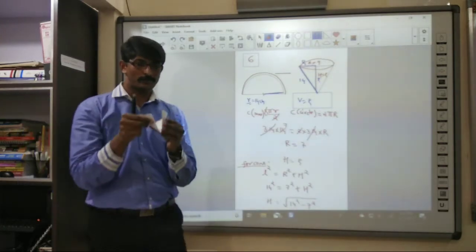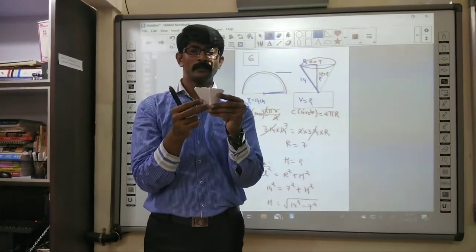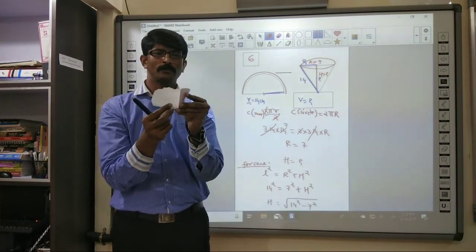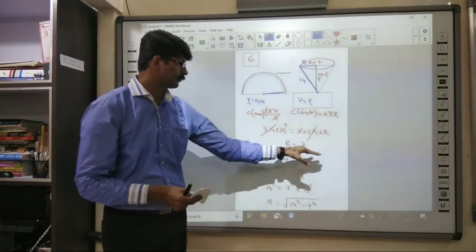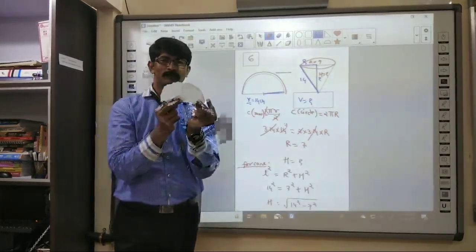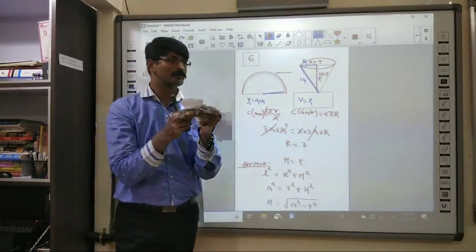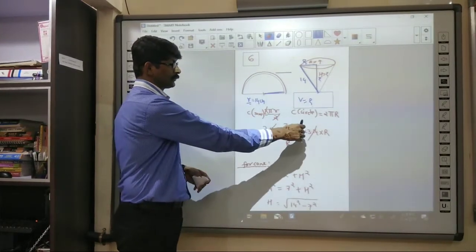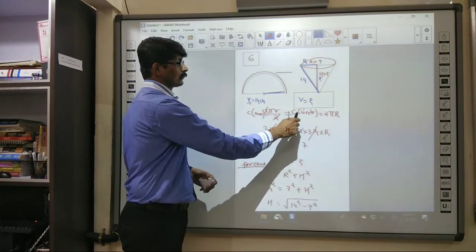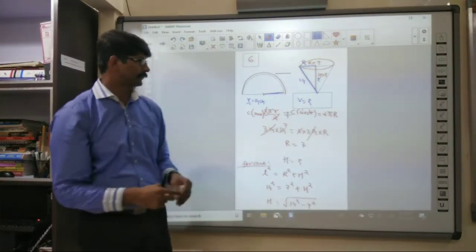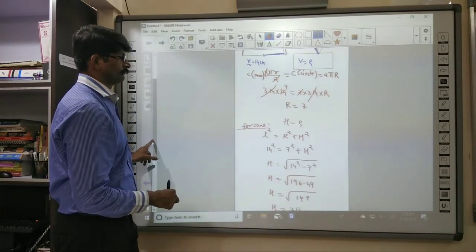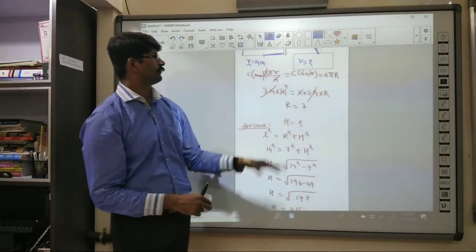Now whatever I showed you over here, converting this semicircular sheet to the cone, you have to write as a statement. When we convert the semicircular sheet into the conical shape, we get the circumference of the semicircle equivalent to the circumference of the circle, and like that. And then you just go on writing further as it is. I hope you have understood everything.